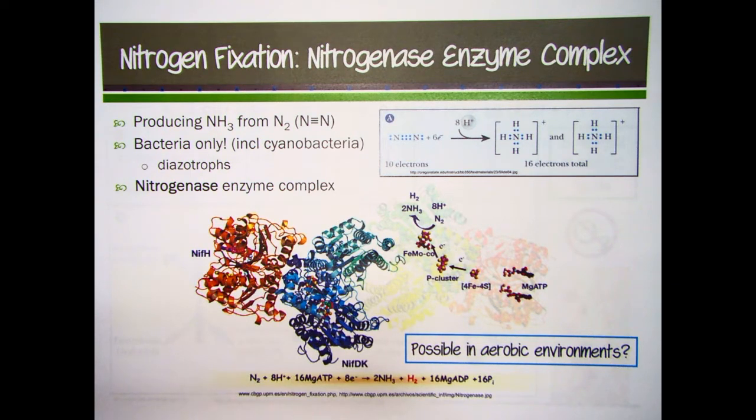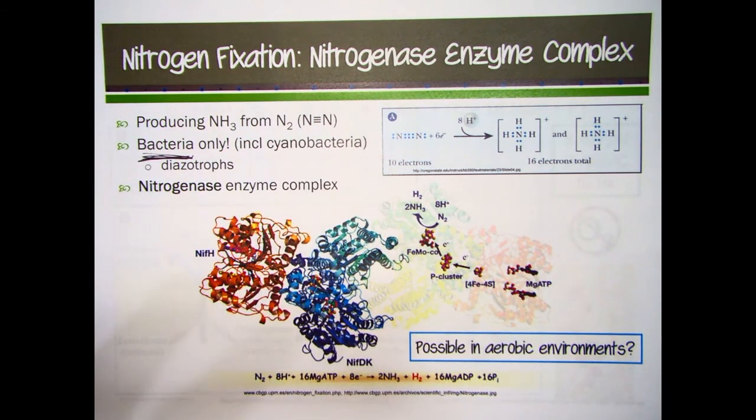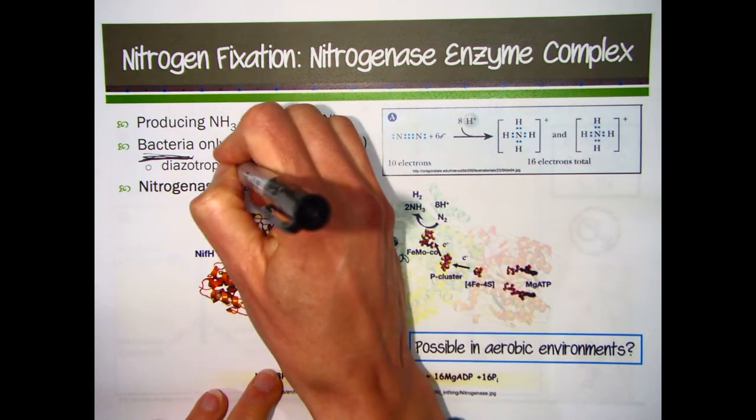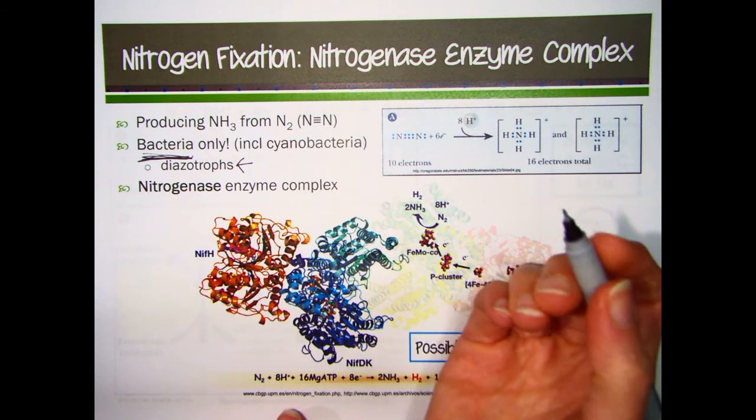Again, this can only be done by bacteria. This is really important to note, including cyanobacteria. And so some of the oxygenic photosynthesizers can do this. Bacteria that can do this are called diazotrophs. And so if you read somewhere, this bacterium is a diazotroph, then you will know that that means that it can fix nitrogen.